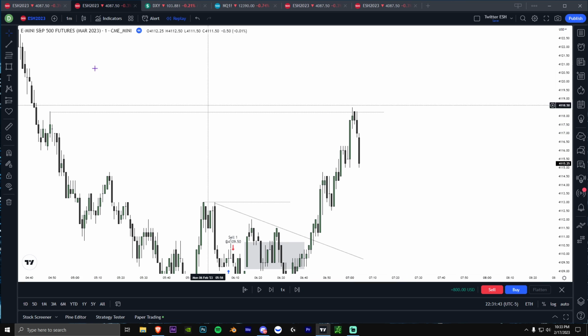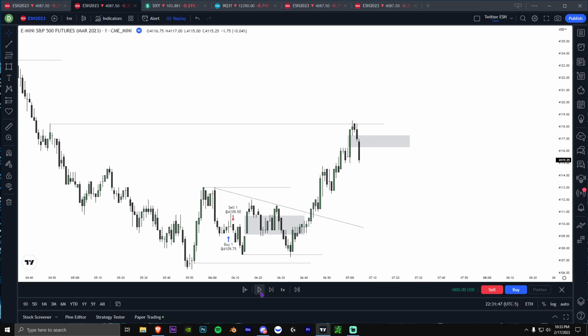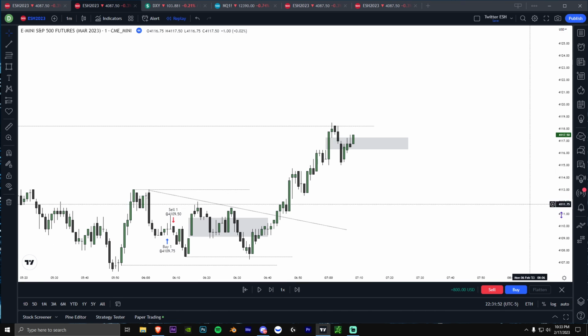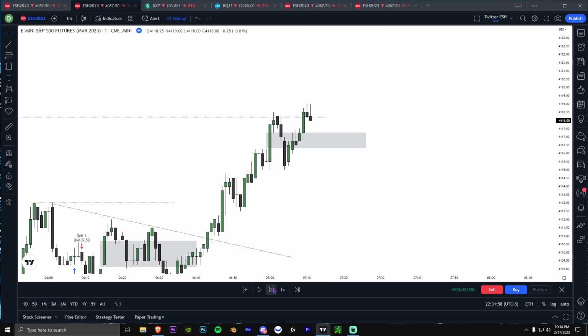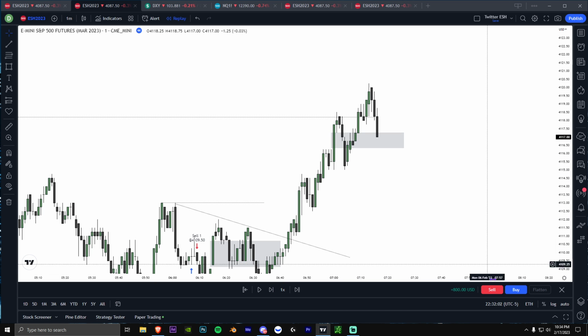Okay, so no, I would not have longed this. But that doesn't mean I'm still bearish yet. I'm still bullish with the equal highs. So now, again, this is the inversion fair value gap. I want to see us rip back above this and use this as support. So maybe I long this right here.